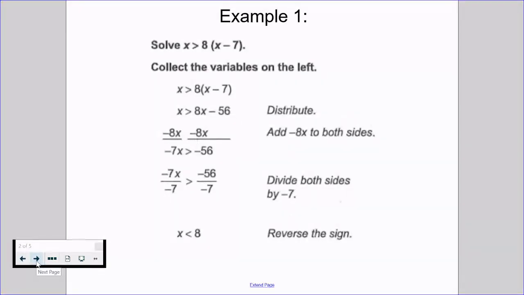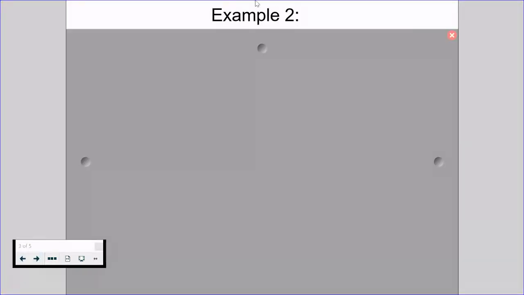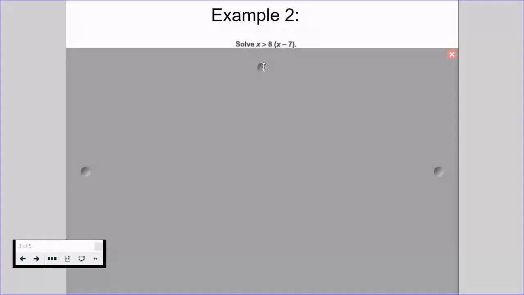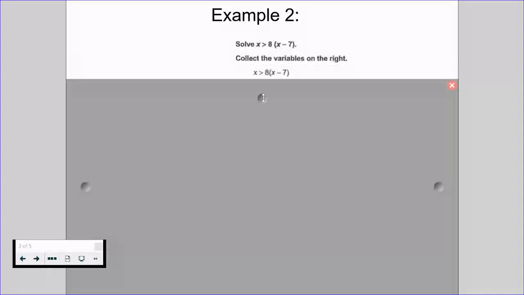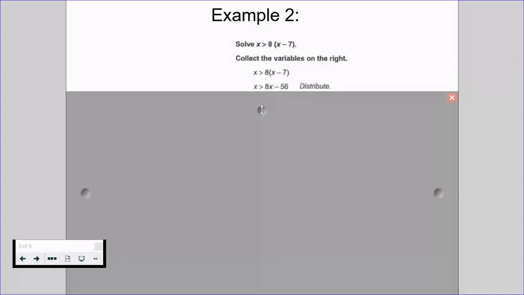Awesome. Let's go on to the second example on your guided notes, which is in the same section, but now we're going to collect the variables on the right-hand side of that inequality sign. And our answer should still be the same, but let's just verify and make sure that we can do that as well. So we're going to rewrite it, and the same first step is going to happen. We're going to distribute that 8. So we have x is greater than 8x minus 56.